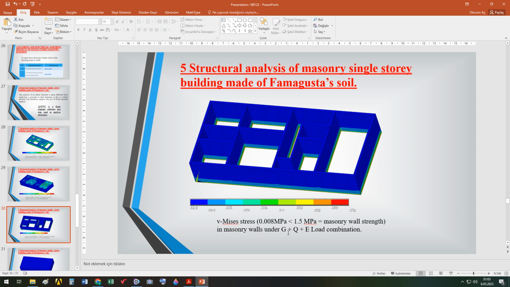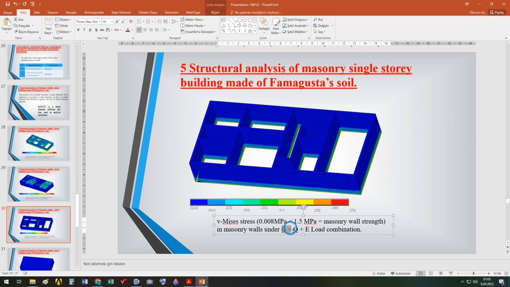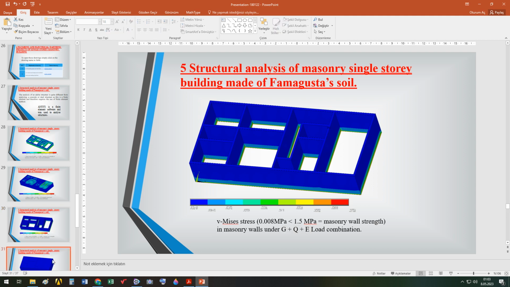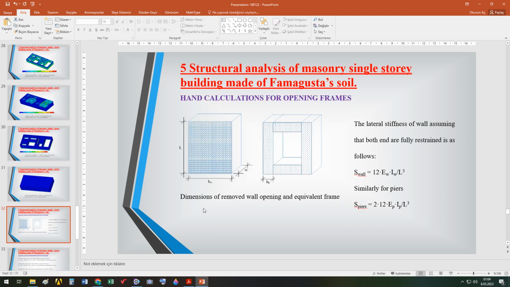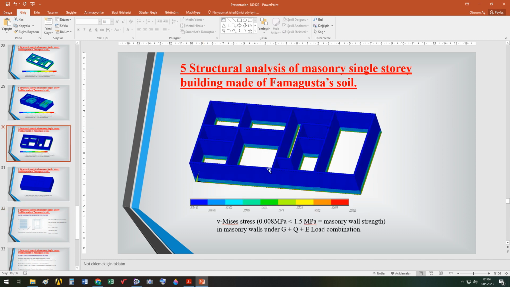Now this is under dead load, live load, and earthquake load. The von Mises stress revealed in the walls is very small. And again, now the concrete parts, the flat roof and the strip foundation, are included in the results of von Mises stress. It's still very low. Okay. But in the analysis, window and door openings are not taken into account.